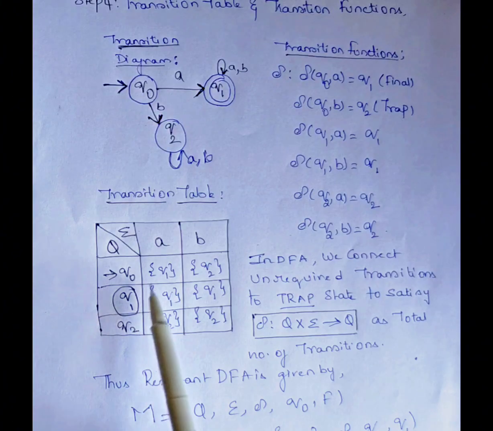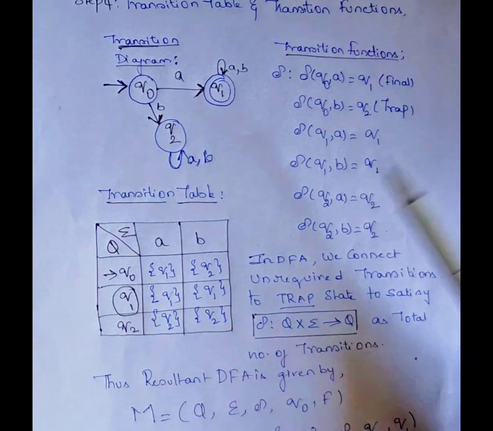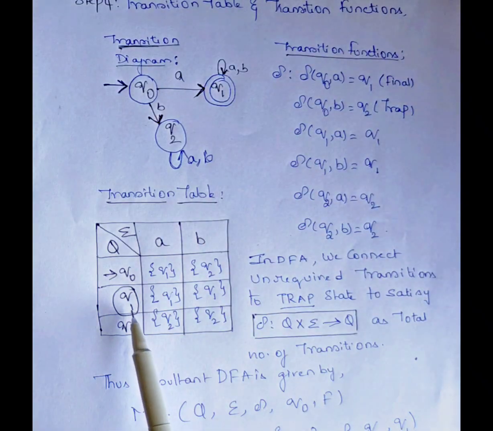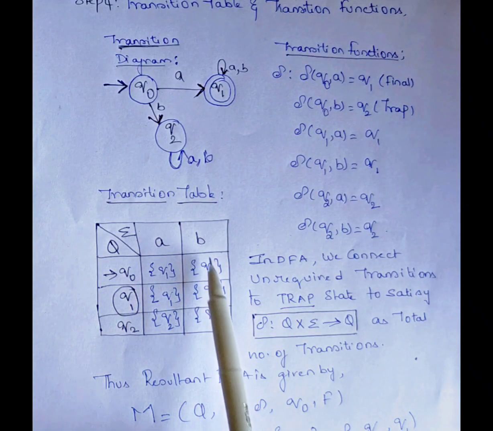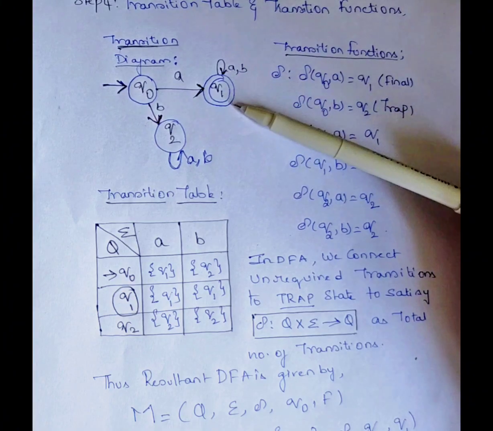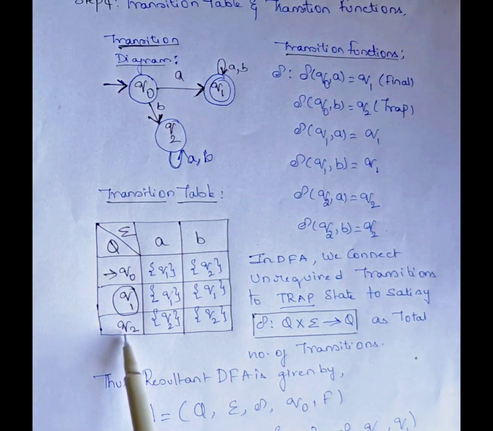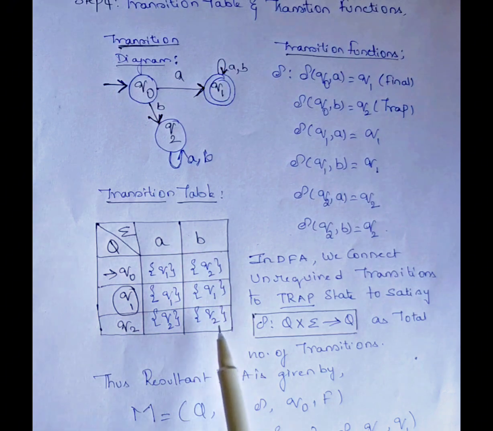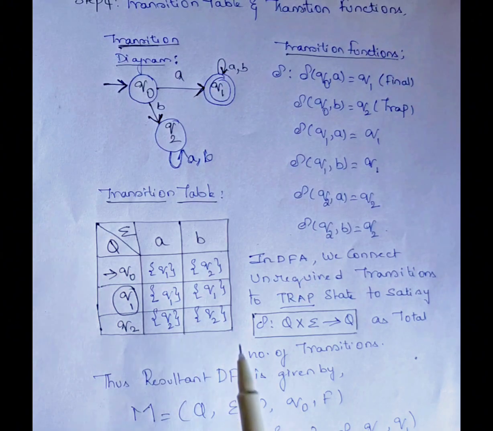Similarly, Q1 on reading A is moving to Q1. In the same way, Q1 on B is moving to Q1. So Q1 upon reading B is moving to the same state Q1. And Q2 on A is moving to Q2. Similarly, Q2 on B is making a transition to Q2. So this is the corresponding transition table for the given transition diagram.